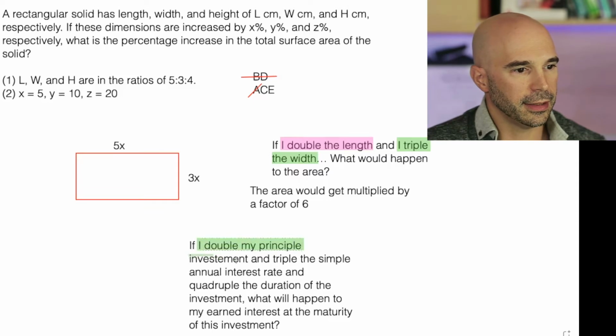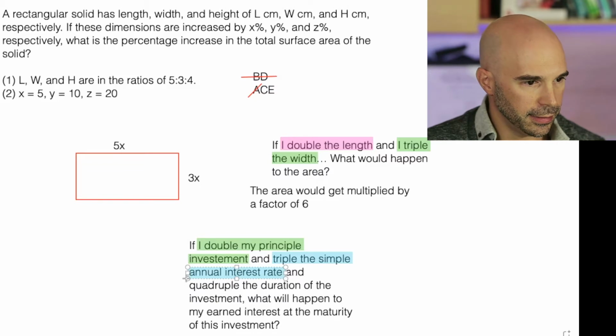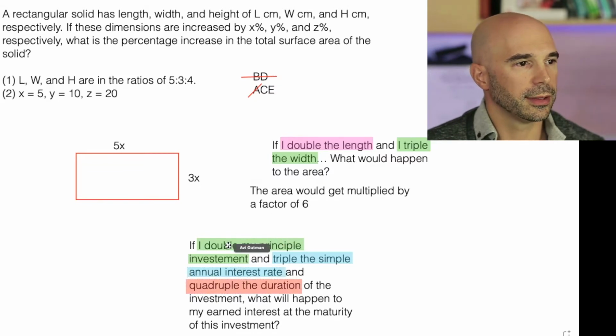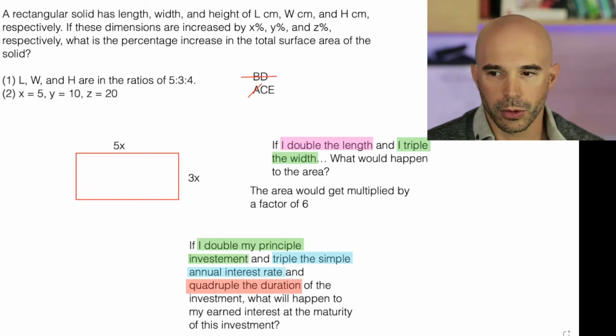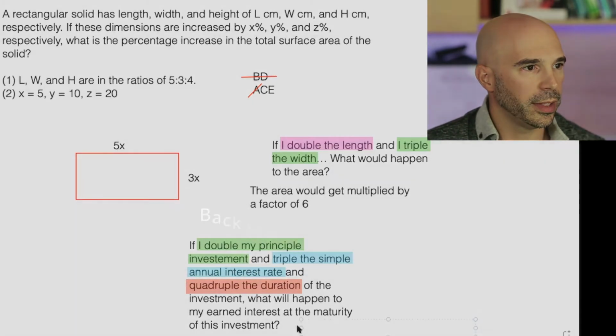For the green reason, it's going to double. For the light blue reason, it's going to triple. And for the red reason, it's going to quadruple. So overall, what happens to it? It's getting multiplied by factors 2, 3, and 4, also known as 24.